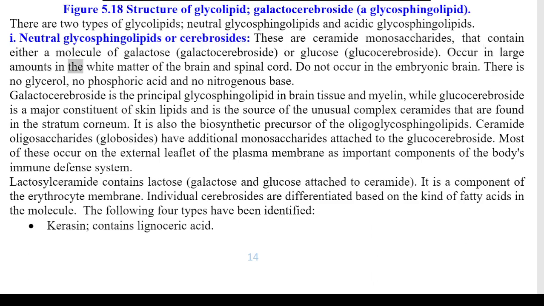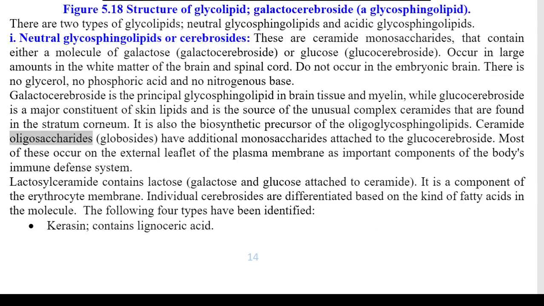They occur in large amounts in the white matter of the brain and spinal cord. They do not occur in the embryonic brain. There is no glycerol, no phosphoric acid and no nitrogenous base. Galactocerebroside is the principal glycosphingolipid in brain tissue and myelin, while glucocerebroside is a major constituent of skin lipids and is the source of the unusual complex ceramides that are found in the stratum corneum. It is also the biosynthetic precursor of the oligoglycosphingolipids.